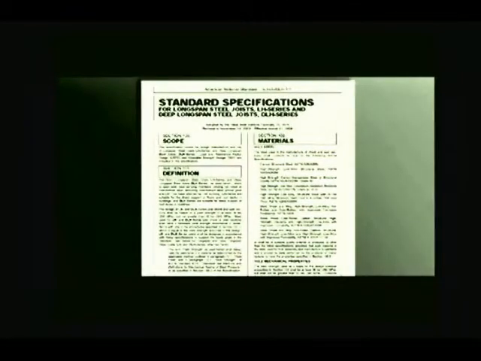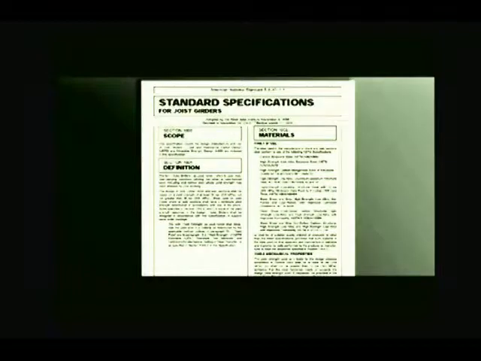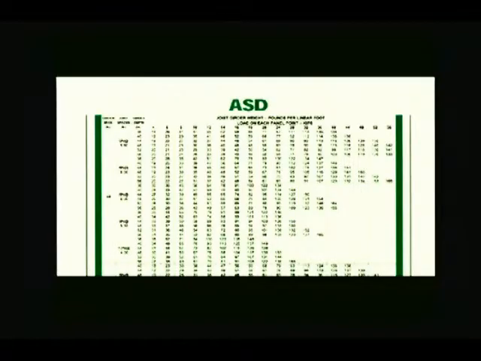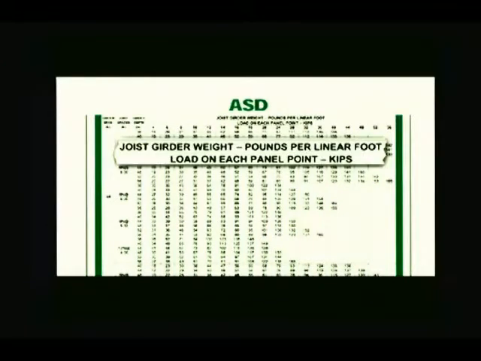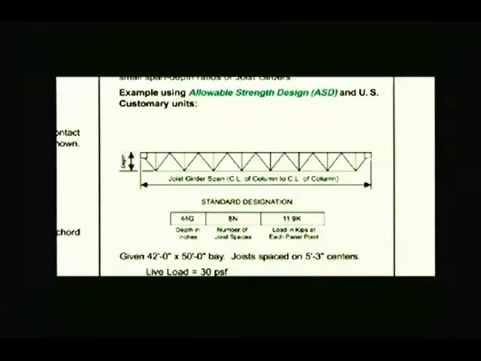KCS joists follow the K-series joists. KCS joists can be used in cases when the loads are not uniform. Following the K-series information is the LH and DLH series information. The standard specifications for joist girders and joist girder weight tables follow that. The figures in the tables indicate the approximate weight in pounds per foot of the joist girder and not the load.